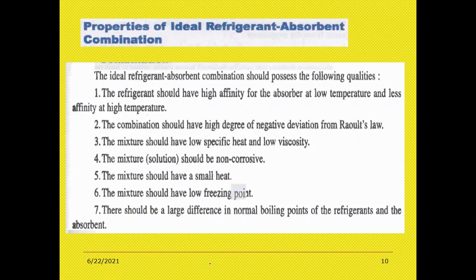Next, the second point: the combination should have a high degree of negative deviation from Raoult's law. So what does the second point say? The combination should have a high degree of negative deviation from Raoult's law. Next, the third one: the mixture should have low specific heat and low viscosity.